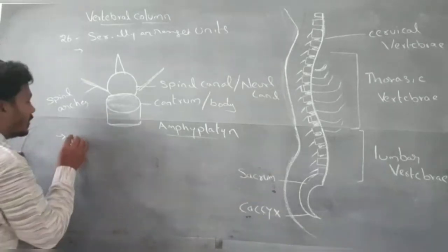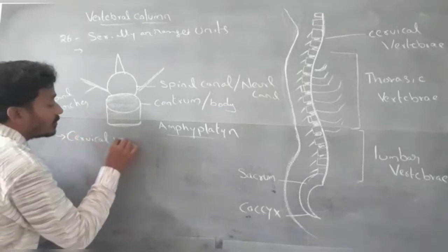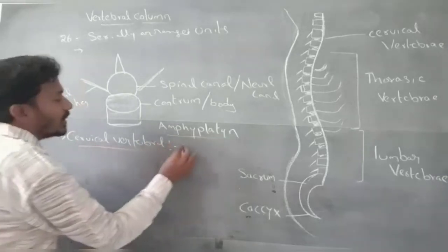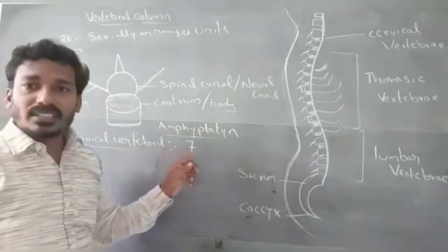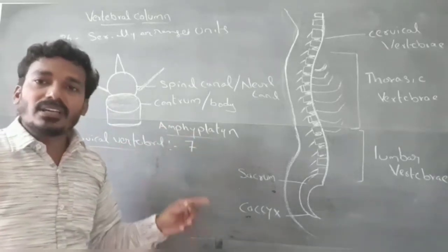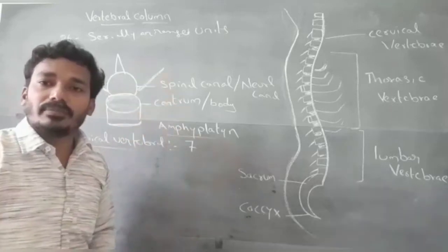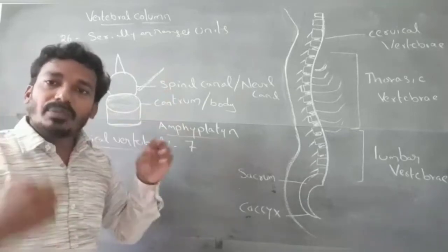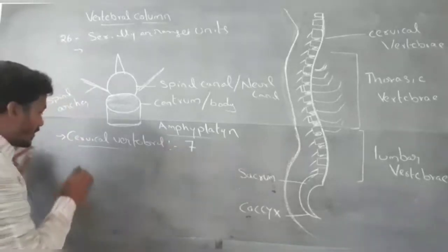Next, cervical vertebrae. There are seven cervical vertebrae present in all mammals. In a giraffe, the neck also contains 7 cervical vertebrae. In humans, cervical vertebrae are 7. The first cervical vertebra is the atlas.